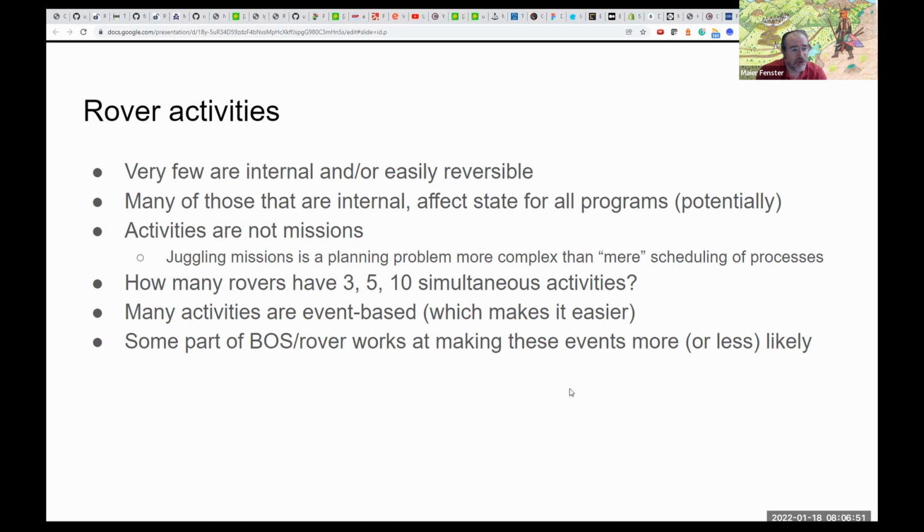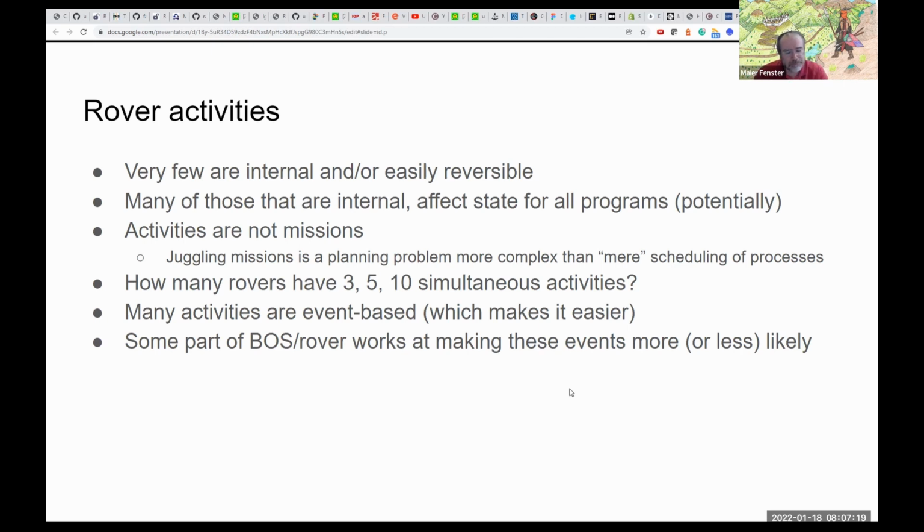Now, even the ones that are internal, like let's say calculating position or generating a map, they affect the state potentially for all the programs using the rover. Okay, so if the rover updated the map of where it is, any program that needs to know location will probably want to look at that.